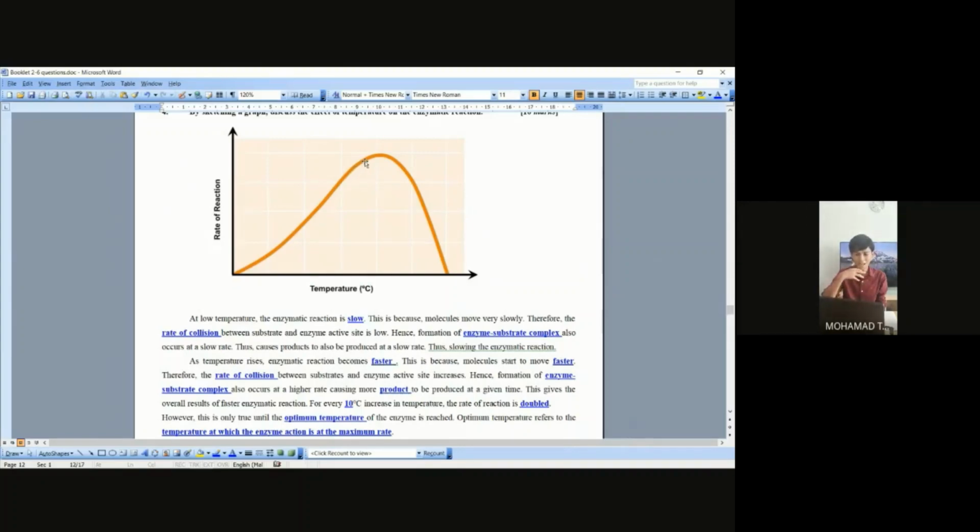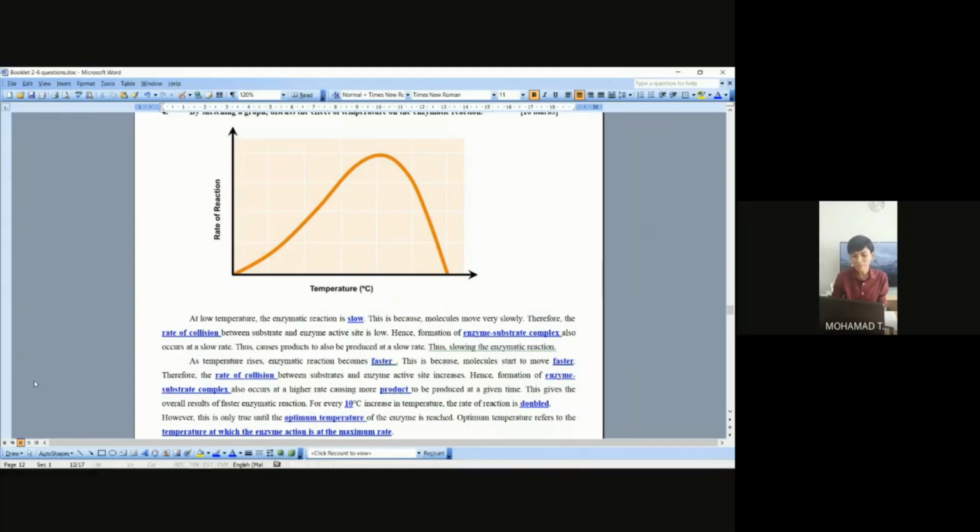But dia punya rate of reaction tu tak akan sentiasa naik je. Okay, dia akan capai maksimum dia. Jangan awak naik sampai 40, naik 50, naik 60, awak ingat rate of reaction dia naik juga. Okay, double juga, not necessarily. Sebab tu dia kata dekat sini, for every 10 degrees Celsius increase in temperature, the rate of reaction is double. However, this is only true until the optimum temperature of the enzyme is reached.